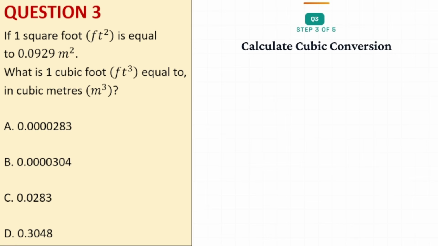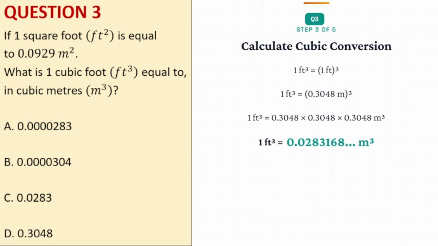Step 3. Calculating the cubic conversion. 1 cubic foot equals 1 foot cubed, which equals 0.3048 meters cubed. So we calculate 0.3048 times 0.3048 times 0.3048, which equals approximately 0.028368 meters cubed. Rounded to 4 significant figures, that's 0.0283 cubic meters.